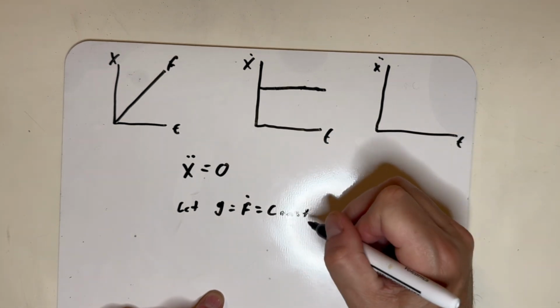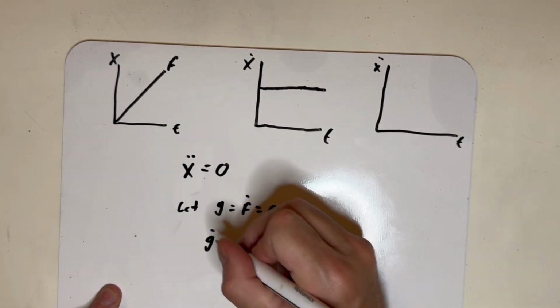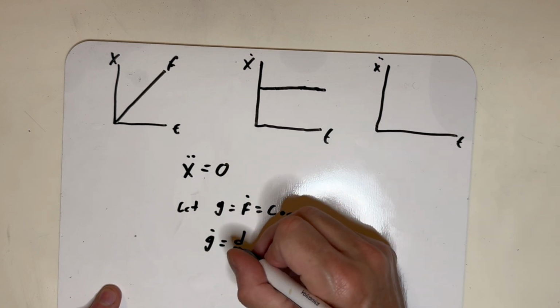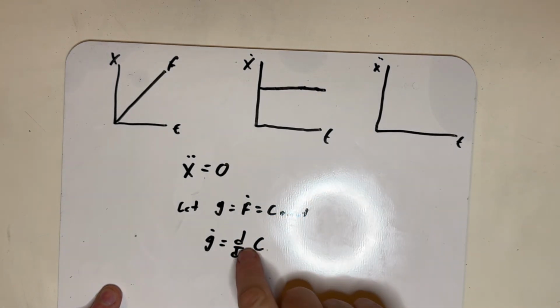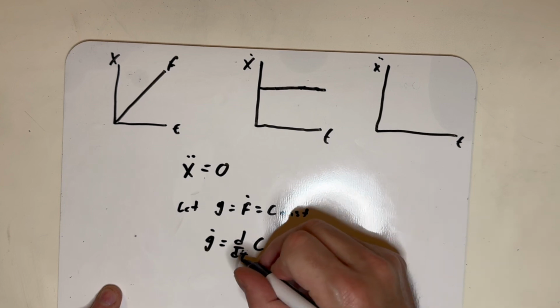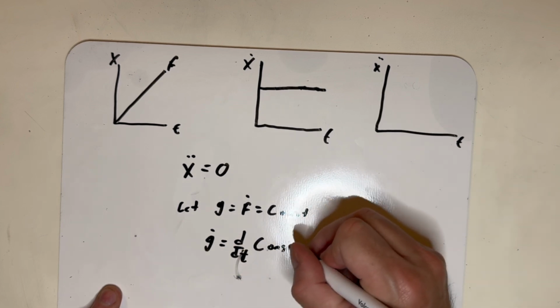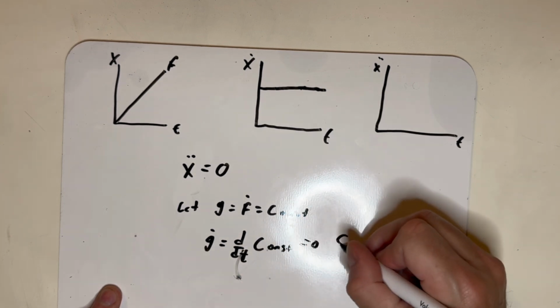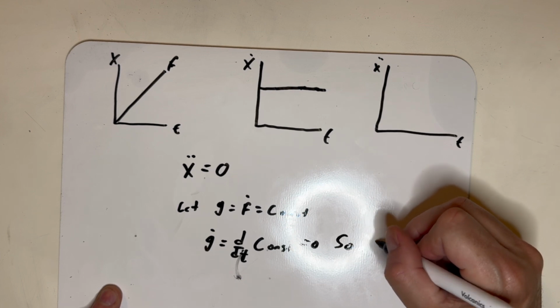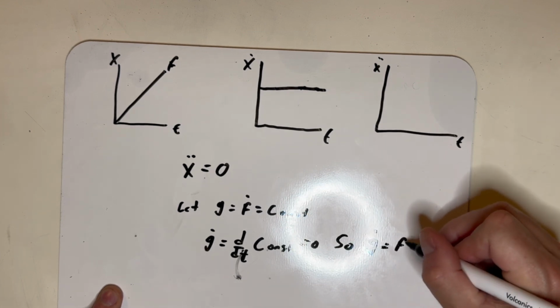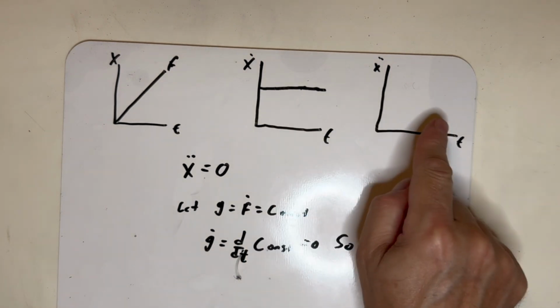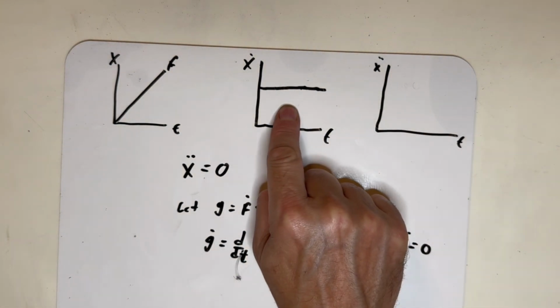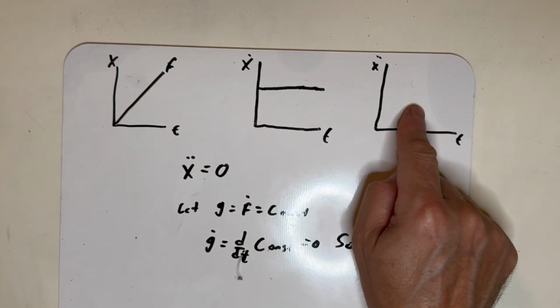Some constant. Then g dot, which is equal to d over dt of a constant, is equal to 0. So g dot, which equals f double dot, is equal to 0 as well. It all hinges on x dot being a constant, therefore x double dot is 0.